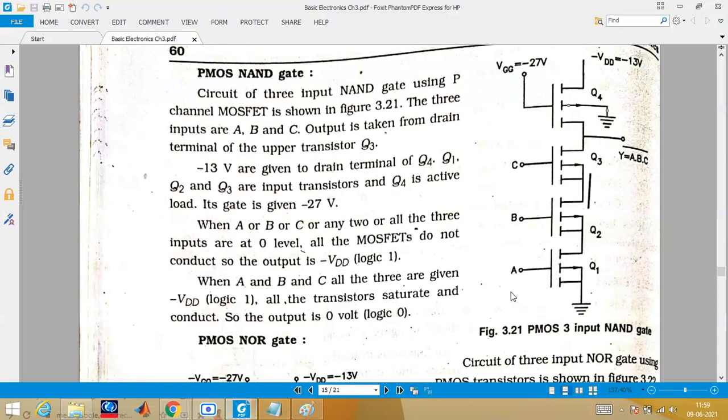See, this is A, B, C, that is your input. If two of the inputs are connected to ground, or one of the inputs is connected to ground, suppose I am taking this to be ground, what will happen? This is off. If I am connecting this, this will become off. If any one of these is off, this current cannot flow to the ground. Yes or no? Do you all follow me?